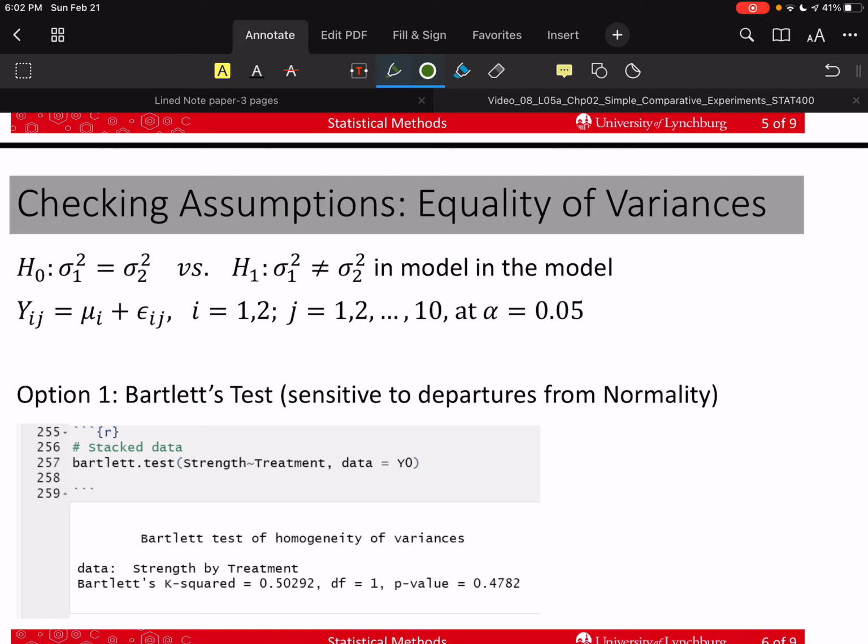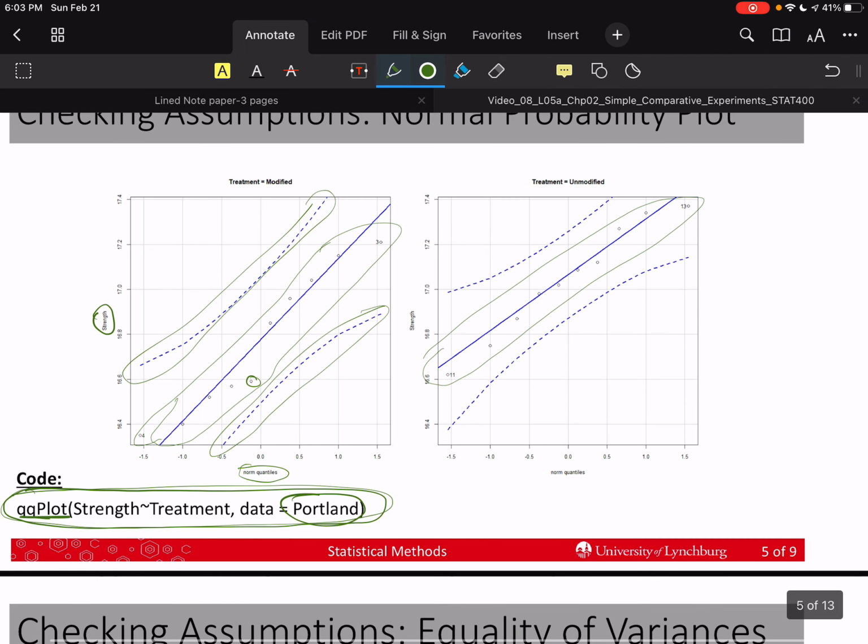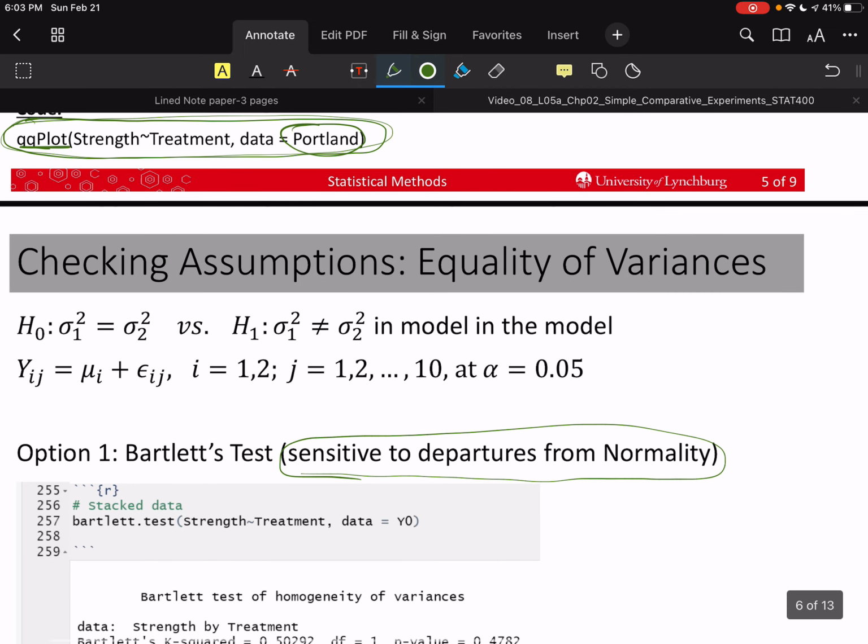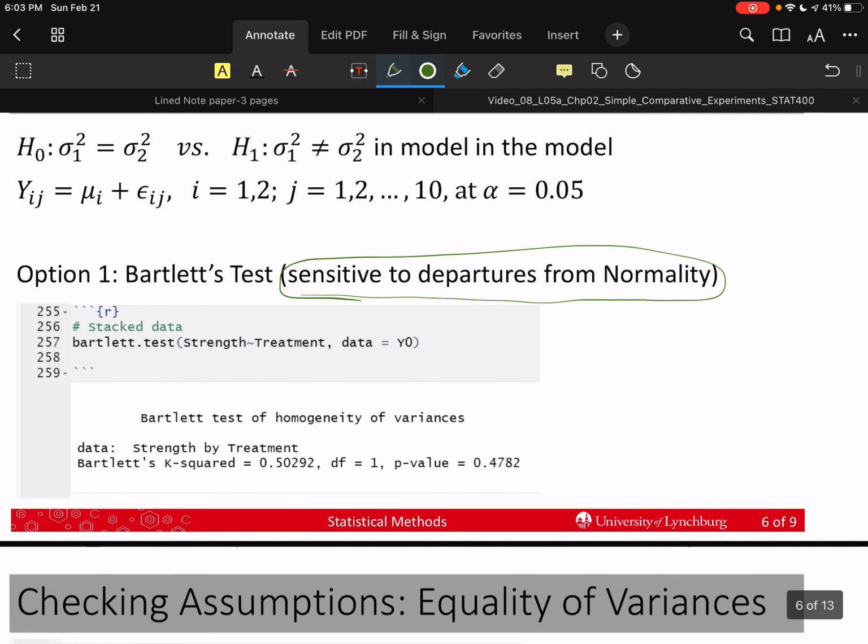Again, the two-sample t-test is robust for small to medium departures from normality. So if we have one outlier, it may be okay. The problem is that we need to make sure that we have equal variances or not. And some of these tests are sensitive to departures from normality. So if we have an outlier here on our QQ plot, then we have to be very careful because the test that we choose has to be one that's somewhat more robust. So if we have outliers, we would not use Bartlett's because it's sensitive to departures from normality.